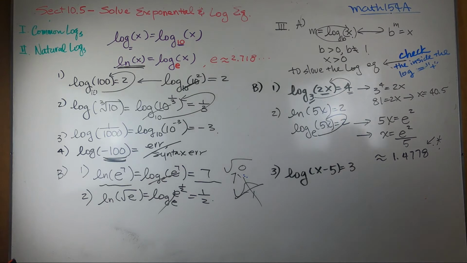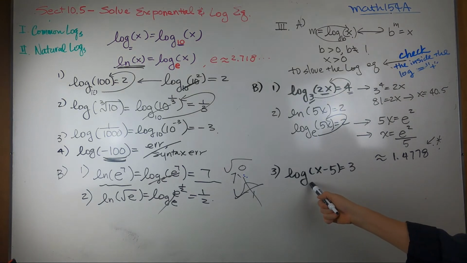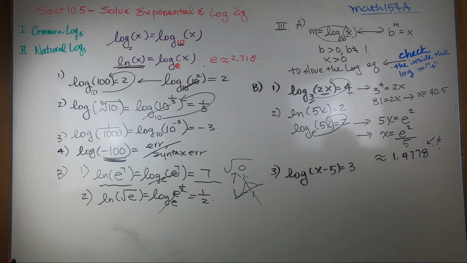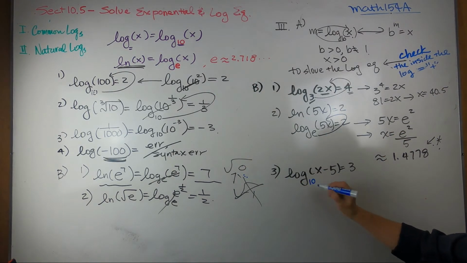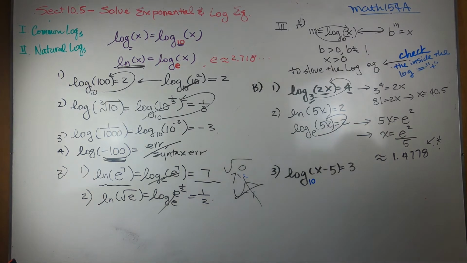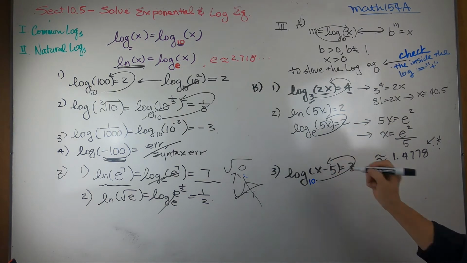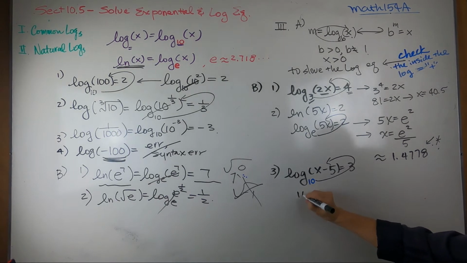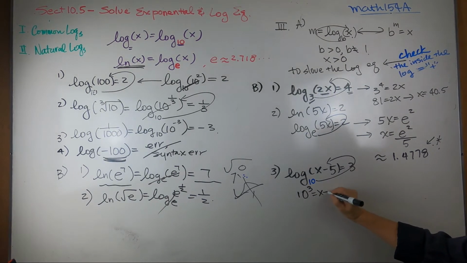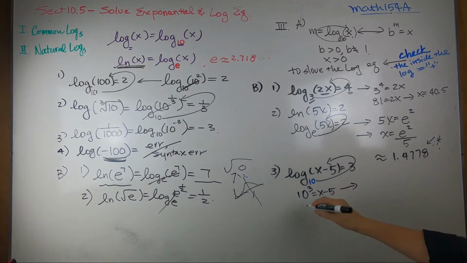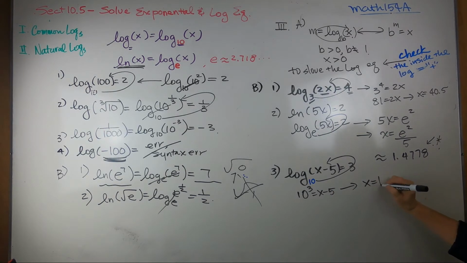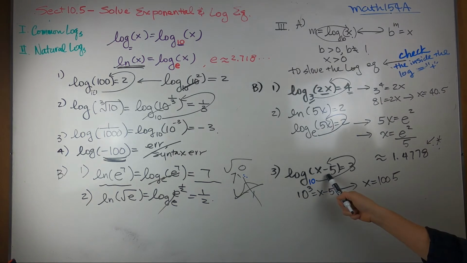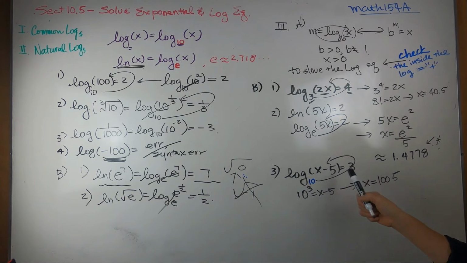So what do you think for this one? So you don't have a base means what? Common logs, right? Base 10. Then to find the x, so you do that, right? So you have what? 10 to the 3 power is x minus 5. Then you add 5 on each side. x is 1005, right? Then you check inside. Yes, it is a positive number.